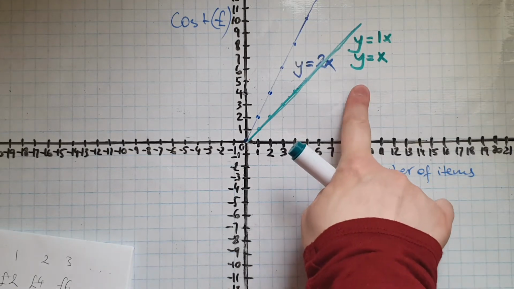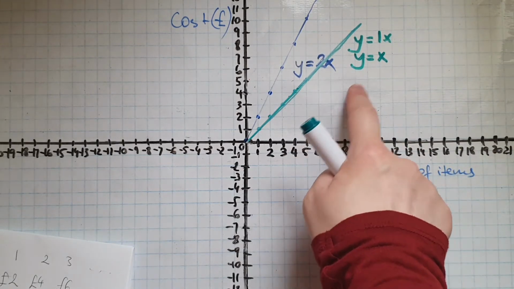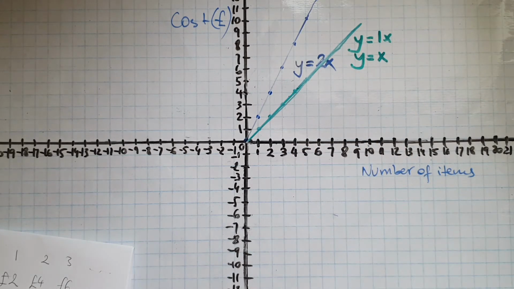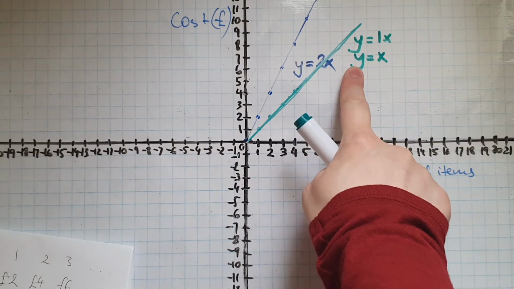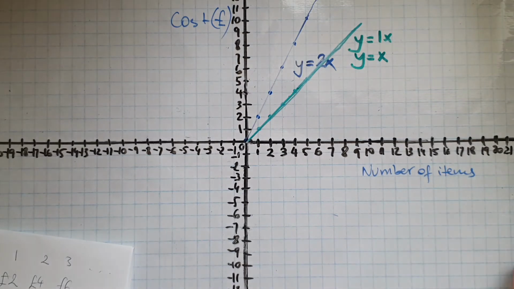So you pay, depending on how many items you purchase, £1 for each of them. That's why if you buy 7 items, you're going to pay £7. If you buy 10 items, you're going to pay £10. That's why y is equal to x. The amount you pay is equal to the number of items.